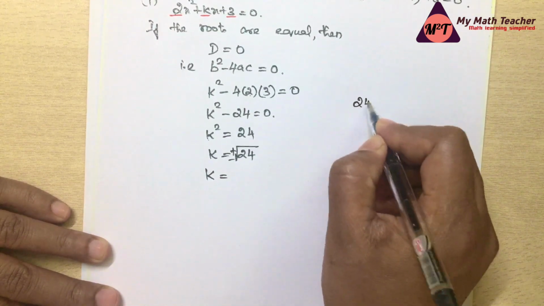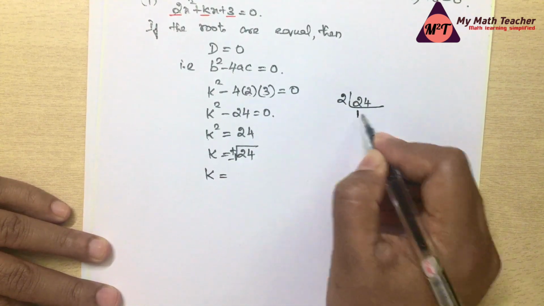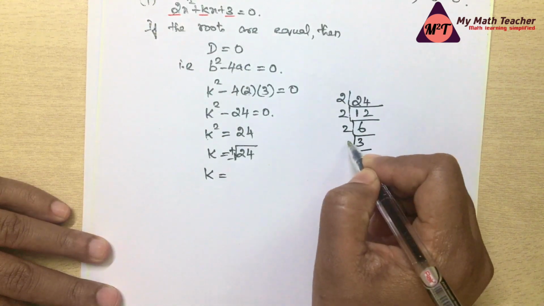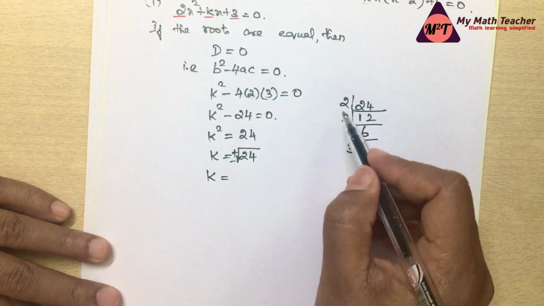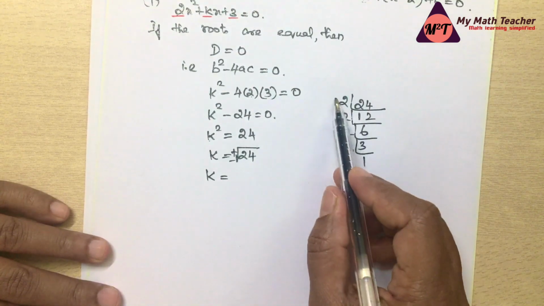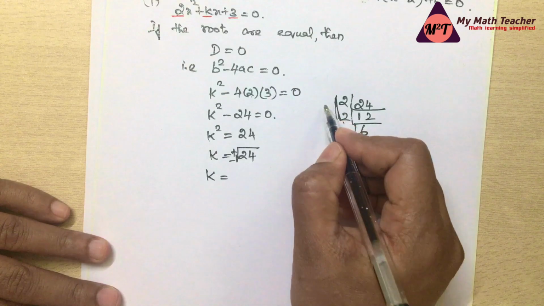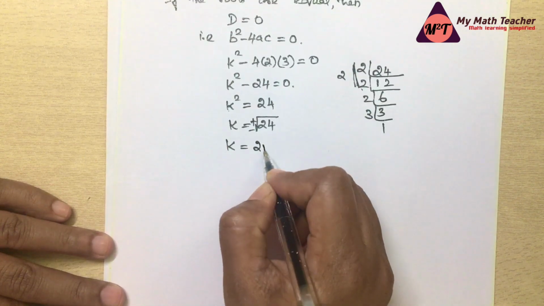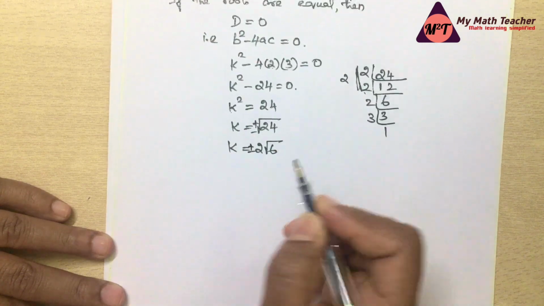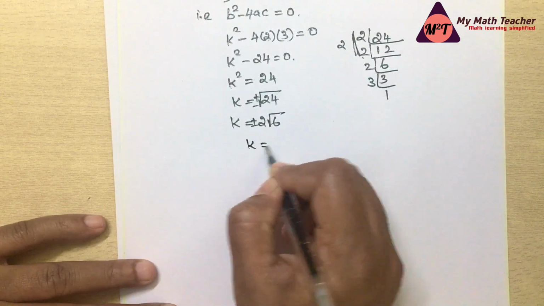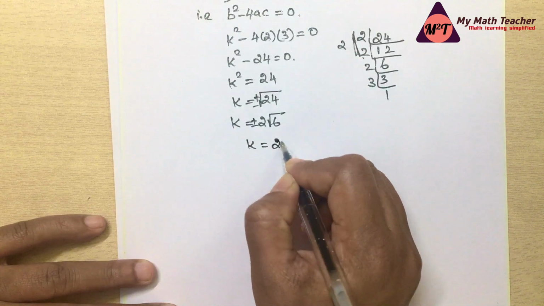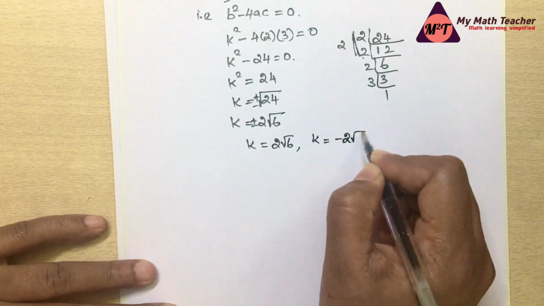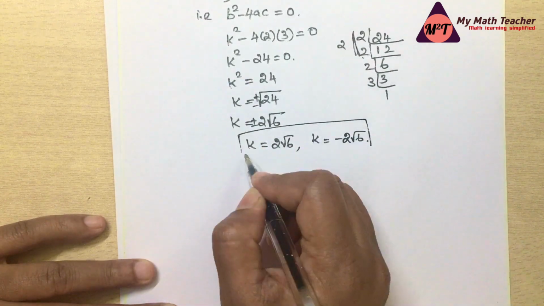So using prime factorization, 24 is 2 times 12, 12 is 2 times 6, 6 is 2 times 3, 3 is 3 times 1. So we have square numbers, we have 2 and 2. So let us take this as 2, and this one 2 root 6, plus or minus 2 root 6. So k is equal to plus 2 root 6, or k value may be minus 2 root 6. These are the possibilities.